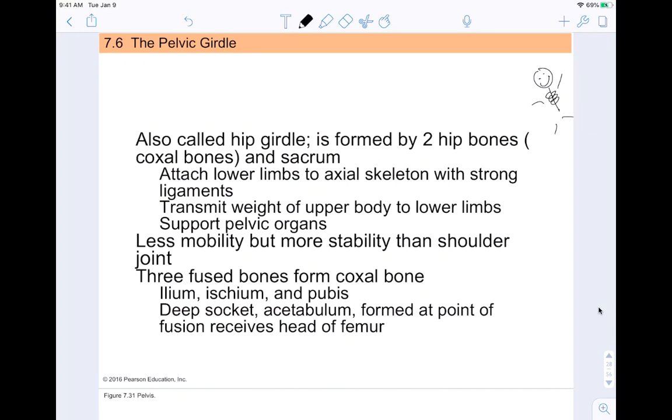Okay, so you have 3 fused bones that are going to form the coxal bones. You have the ilium, you have the ischium, and you have the pubis. You have the deep socket, the acetabulum, formed at the point of the fusion, which receives the head of the femur. We're going to talk about the socket and the acetabulum here in just a second.